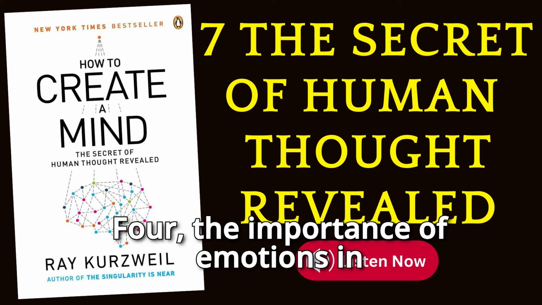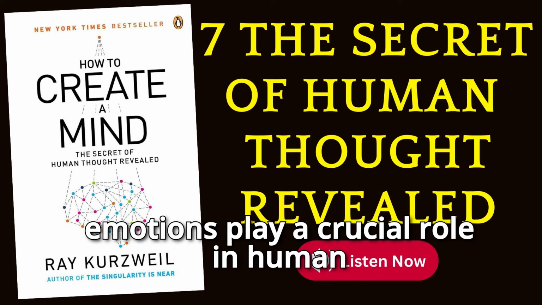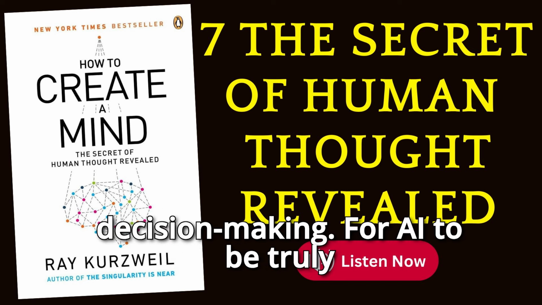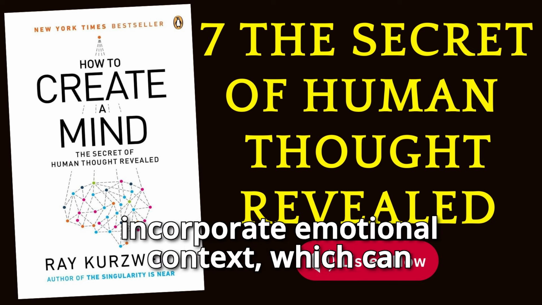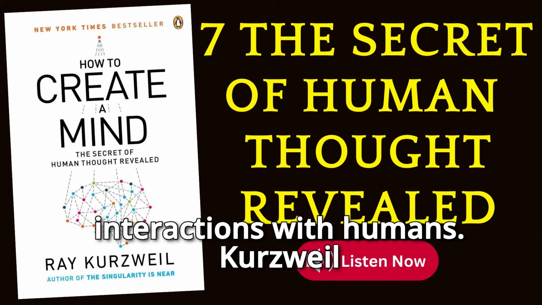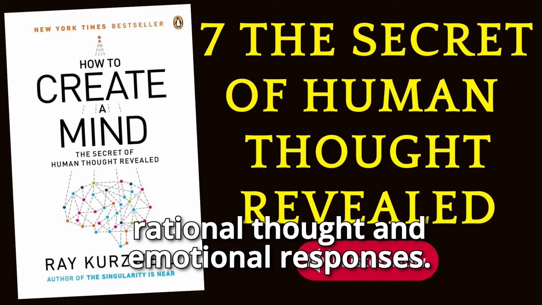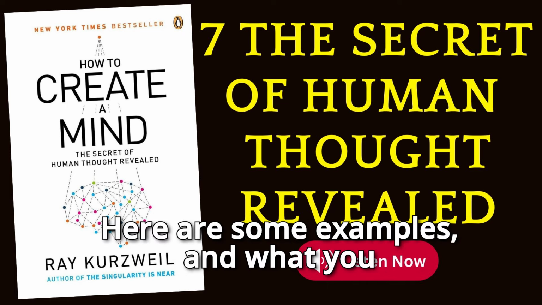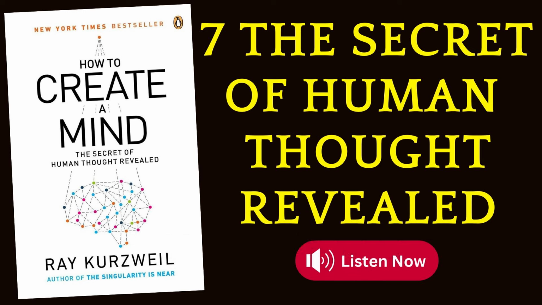4. The importance of emotions in decision-making. Kurzweil highlights that emotions play a crucial role in human decision-making. For AI to be truly intelligent, it must also understand and incorporate emotional context, which can lead to more nuanced and effective interactions with humans. Kurzweil delves into the interplay between rational thought and emotional responses. Here are some examples and what you might learn from them, explained in a narrative format.